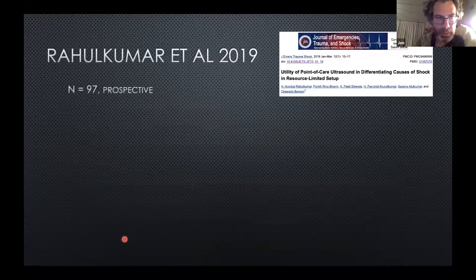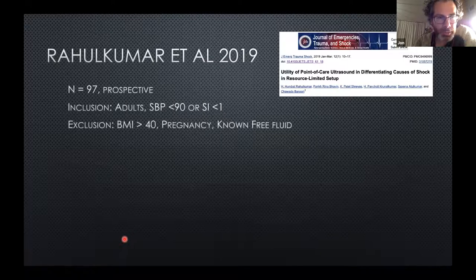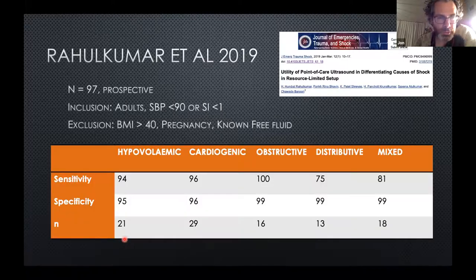In 2019, in India, they performed another small study looking at the diagnostic accuracy of point-of-care ultrasound for the different types of shock. So for hypovolemic shock, it was pretty good. Cardiogenic, pretty good. Obstructive was actually the best. And distributive, which includes sepsis, was the least accurate.